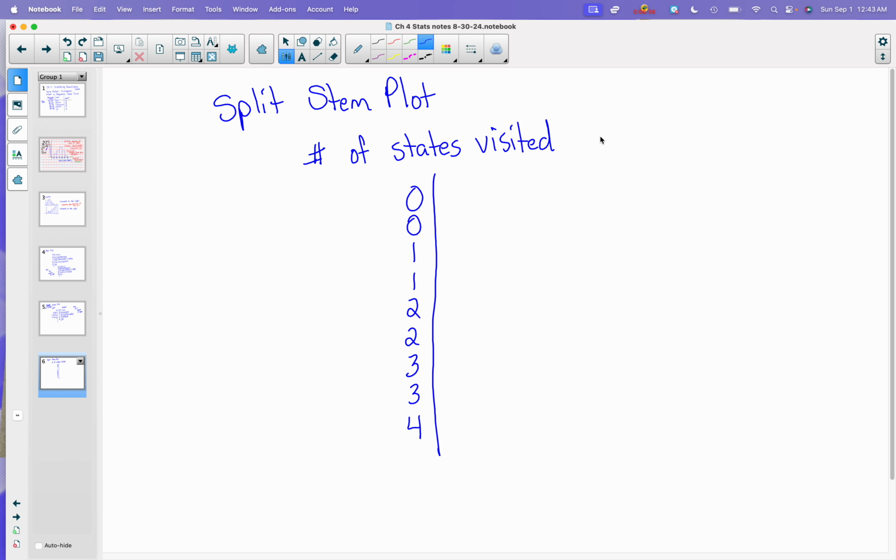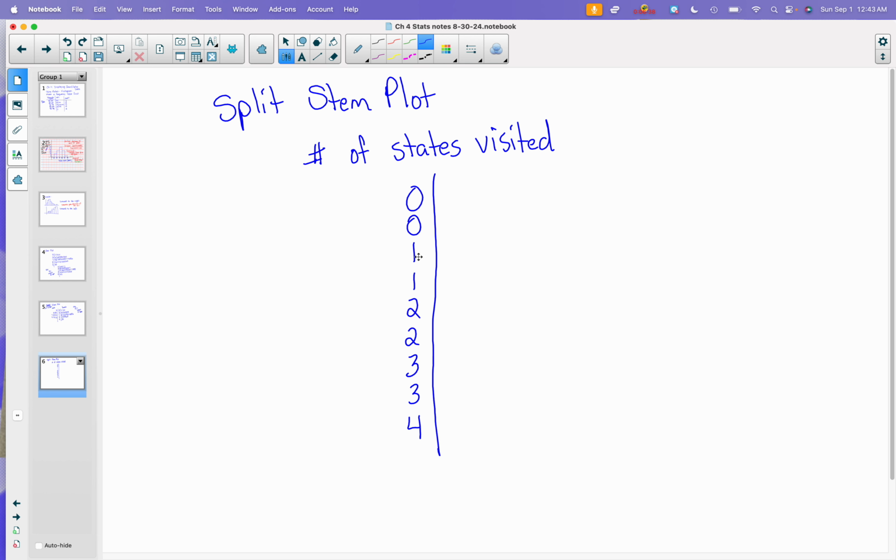So now I'm going to talk about a split stem plot. I wouldn't do that with pulse data, but I'm going to do that with the number of states visited. So if you take a look at that data, notice I have 2 zeros, 2 1s, 2 2s, because I'm going to split up the values. So the zeros represent my 0 through 9. The 0 through 4 would go on the first leaf, and 5 through 9 would go on the next one.